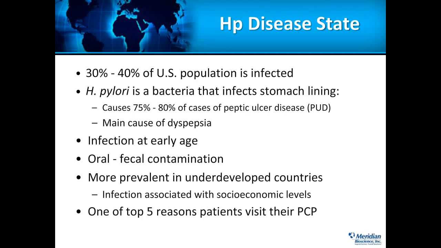Infection with H. pylori occurs at an early age. Most patients who have the infection contracted it before the age of 5. And the mode of infection is fecal-oral contamination. And consistent with this mode of transmission, the areas where the infection is most prevalent are the areas where levels of sanitation are lower. And hence we see higher rates of infection in developing countries.